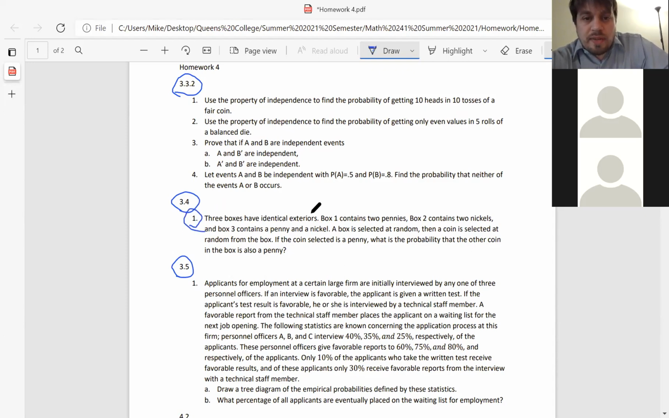3 boxes have identical exteriors. Box 1 contains 2 pennies, box 2 contains 2 nickels, and box 3 contains a penny and a nickel. A box is selected at random, and a coin is selected at random from the box. If the coin selected is a penny, what is the probability the other coin in the box is also a penny? Okay.